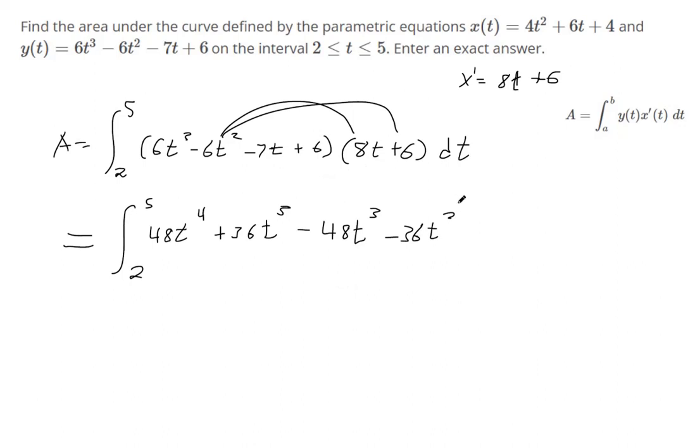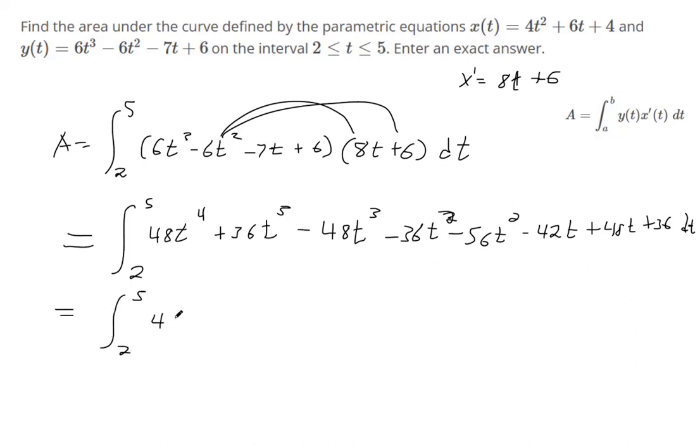7 times 8 is 56, and that's t squared, because it's t times t. Sorry, that should be t squared up here. And then negative 7 times 6, negative 42t. And then 6 times 8, it's 48t. And then 6 times 6 is 36. Woo. We all learned a lot, didn't we?